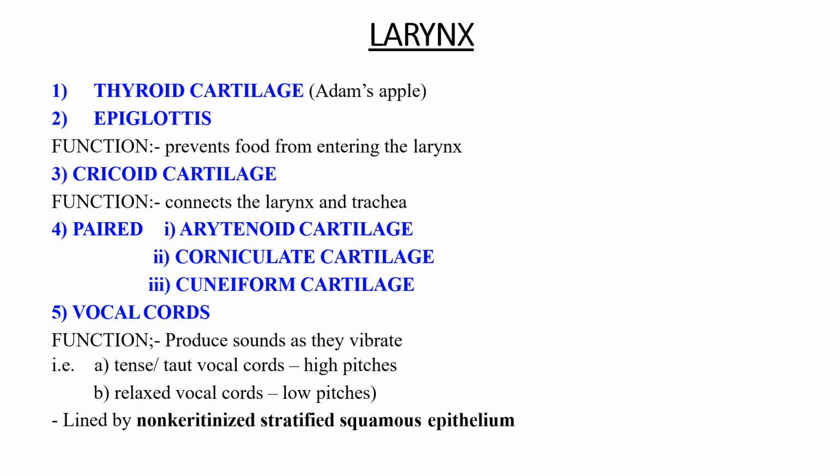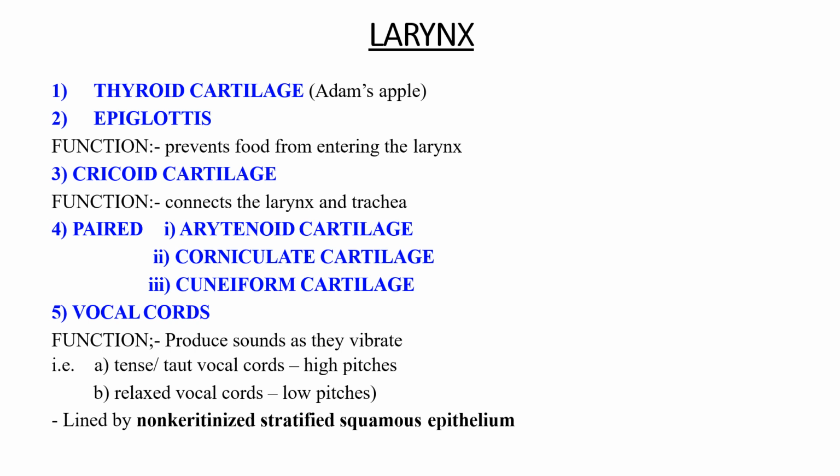Larynx. It contains the thyroid cartilage, or Adam's apple, and the epiglottis, whose function is preventing food from entering into the larynx. Cricoid cartilage connects the larynx and trachea, and paired arytenoid cartilages, corniculate cartilages and cuneiform cartilages are present.